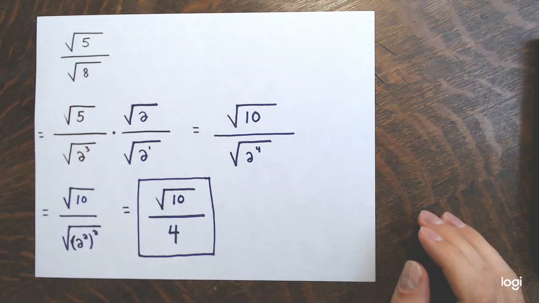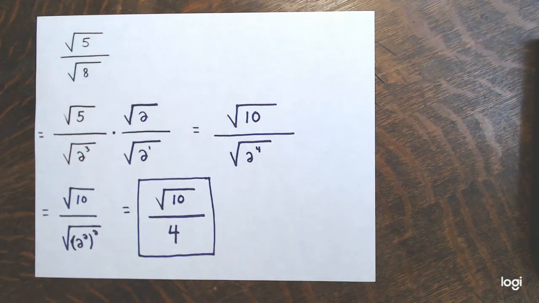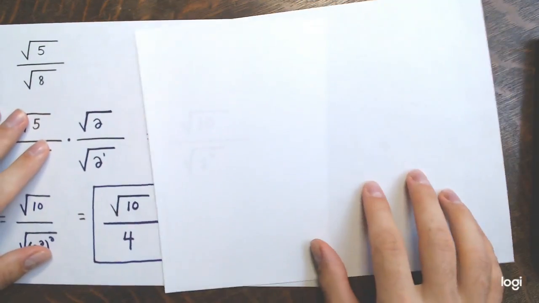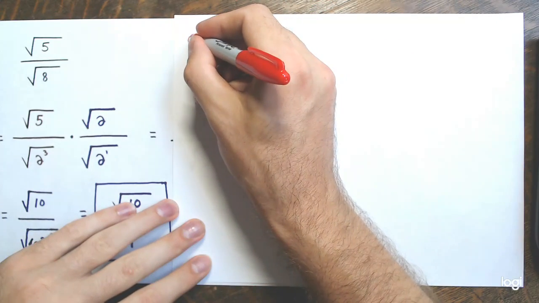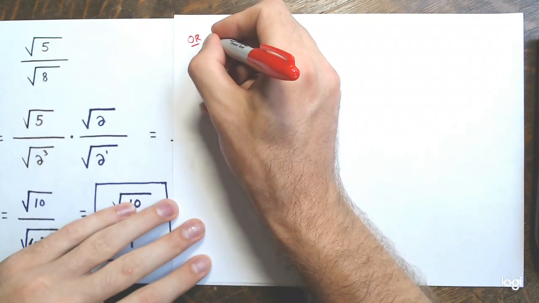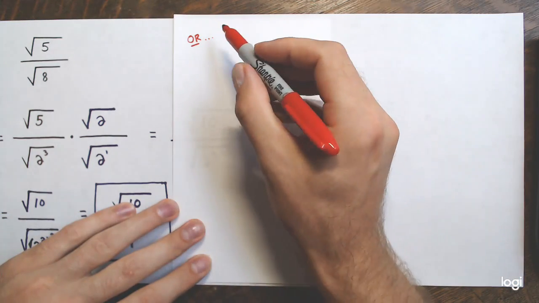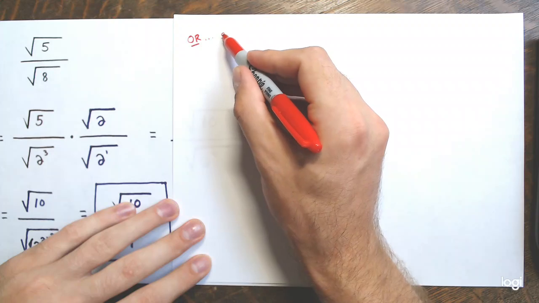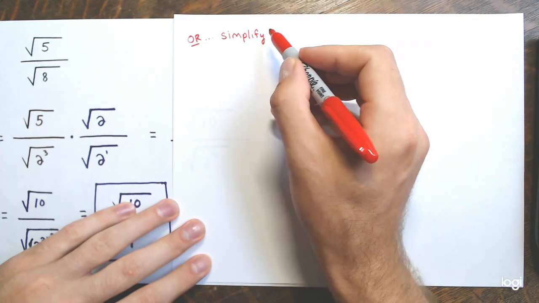So that worked out. Now, looking at this same example, we could have done this another way as well. All right, so I'll put this over here. If you'd like, and I'm only going to do this for this second example, you could simplify the radicals first and then rationalize, and then simplify again.